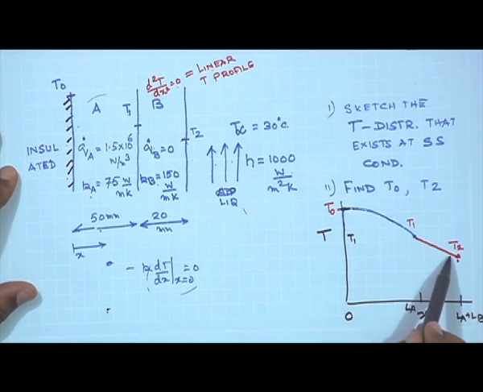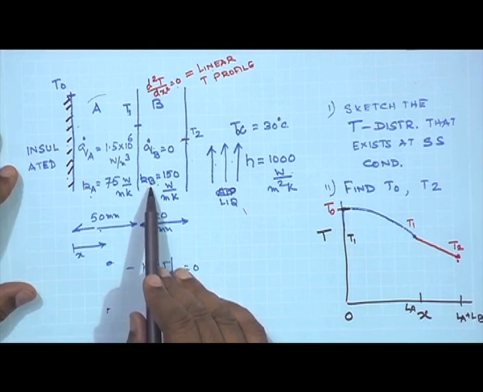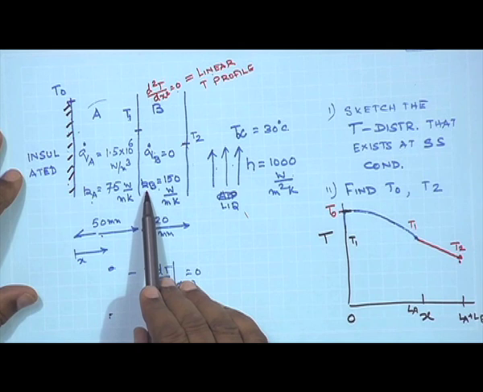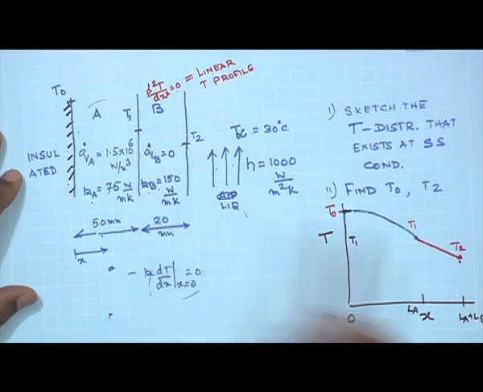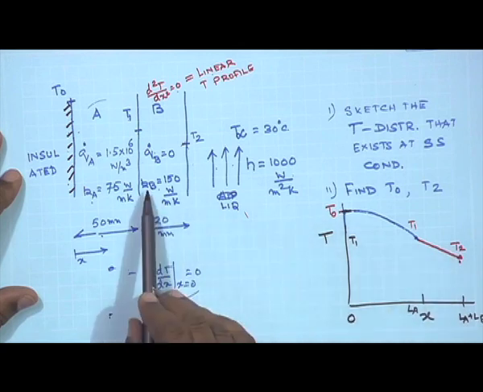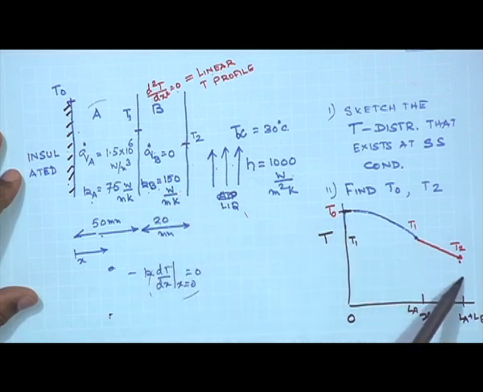The slope of this profile would depend on the value of the thermal conductivity of B. The higher the value of thermal conductivity, the lesser is going to be the slope of the straight line connecting T1 and T2. And if you have a very low conductive wall, if the thermal conductivity of B is extremely low, then this slope would be even more.